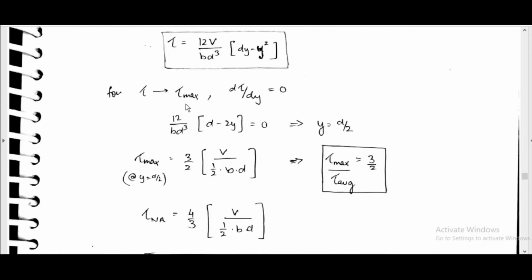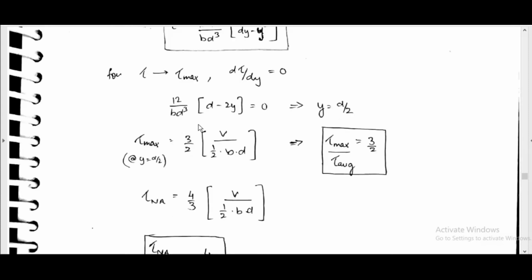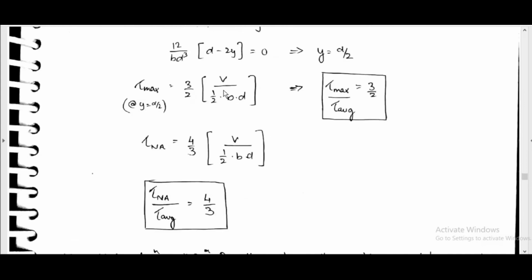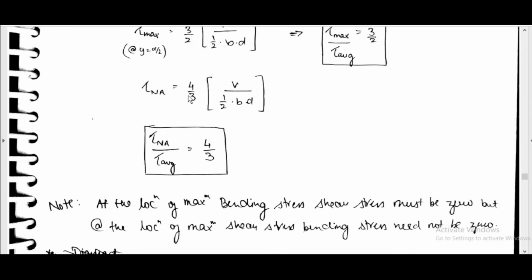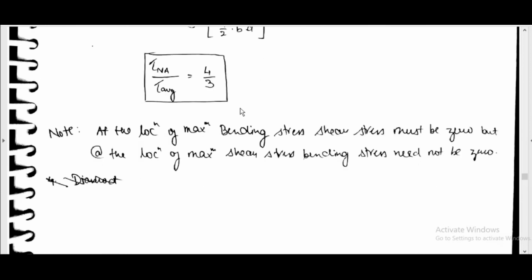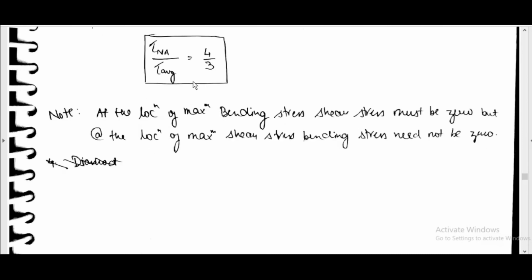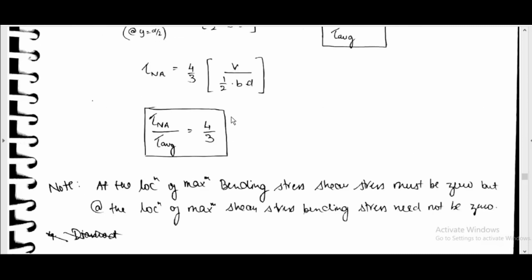For tau to be tau max, d tau by dy is equal to 0. So 12 by b d cube into (d minus 2y) is equal to 0, giving y equal to d by 2. Tau max is equal to 3 by 2 into V by half b d, so tau max by tau average is equal to 3 by 2. Tau N A is equal to 4 by 3 into V by half b d, so tau N A by tau average is equal to 4 by 3.